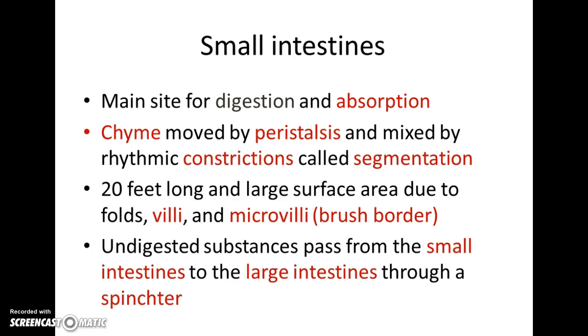It's somewhere between 18 and 20 feet long, and it has a large surface area, about 2 tennis courts worth, due to lots of folds and villi, which look like these little finger-like projections, and then microvilli that look like hairs on the fingers. And then undigested substances, if they're not absorbed there, pass from the small intestines to the large intestines through another sphincter, and they go from the cecum to then the ascending colon, transverse colon, descending colon, and sigmoid colon.